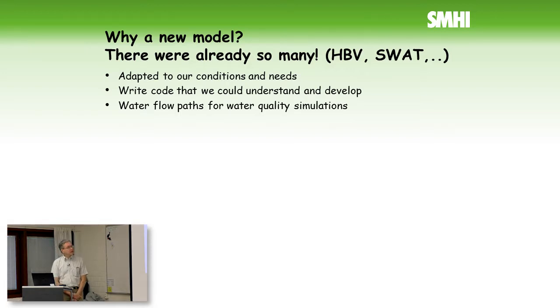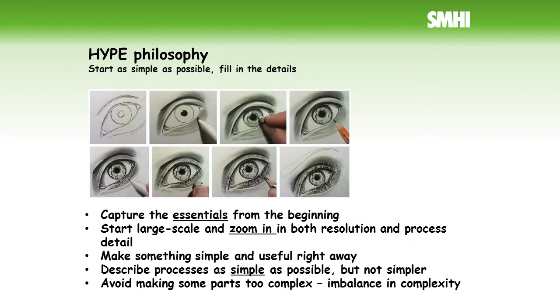We were able to spend a lot of time on modeling water flow paths because they are important for water quality simulations. But I think the second point is really important, that we have a code that we can actually develop and understand. It's not always so easy if you take another code. So the philosophy was to start as simple as possible and fill in the details gradually. Make sure that we have everything like a skeleton, all of Sweden, and then zoom in. Fill in the details, and at the end it should be good enough.